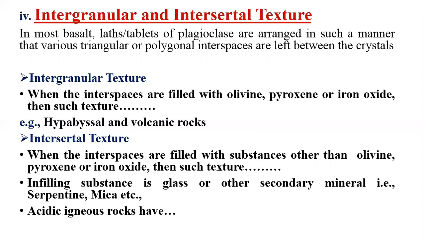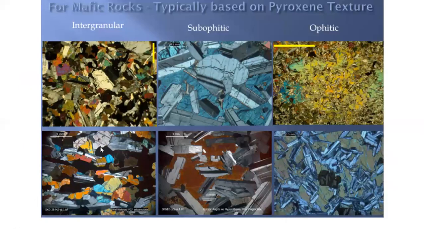So if the interspaces are filled with olivine, pyroxene, or iron oxide, then such texture is intergranular texture. However, when the interspaces are filled with glass or other secondary minerals such as serpentine and mica, then such texture is intersertal texture. These are images showing the intergranular texture, while this indicates the subophitic texture. The pyroxene doesn't surround the laths of plagioclase completely, while in ophitic texture, the pyroxene completely surrounds the laths of plagioclase.